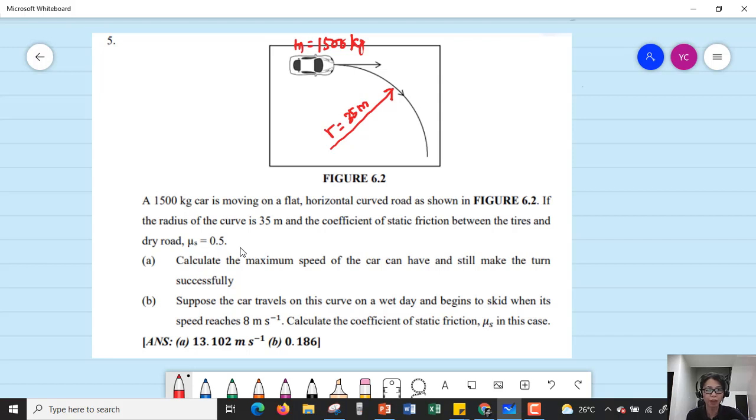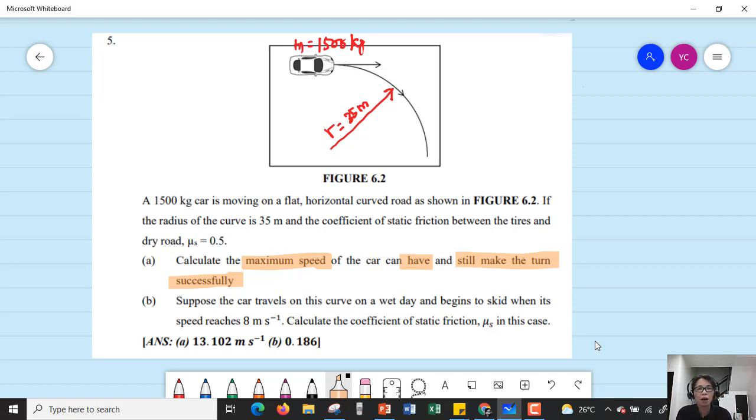So the car is moving on a dry road, so there is friction between the tires and the dry road. Question A asks us to calculate the maximum speed the car can have and still be able to make the turn successfully. B, suppose the car travels on this curve on a wet day and begins to skid when its speed reaches 8 cm per second. Calculate the coefficient of static friction mu s in this case.